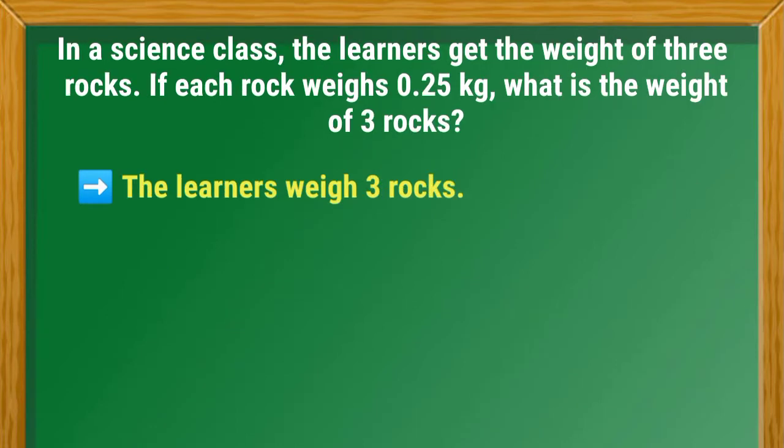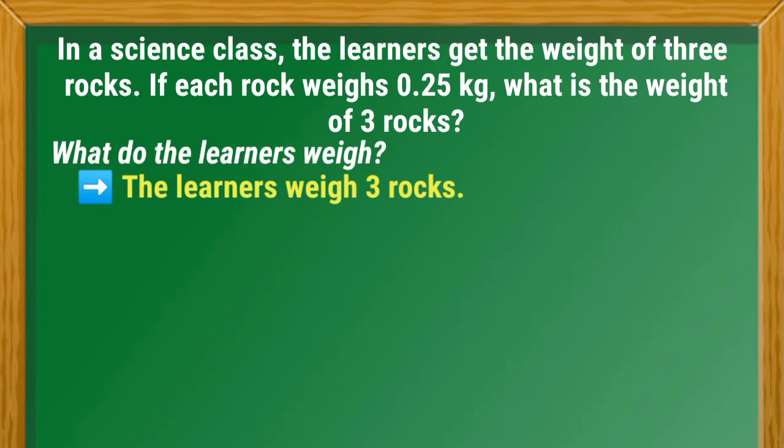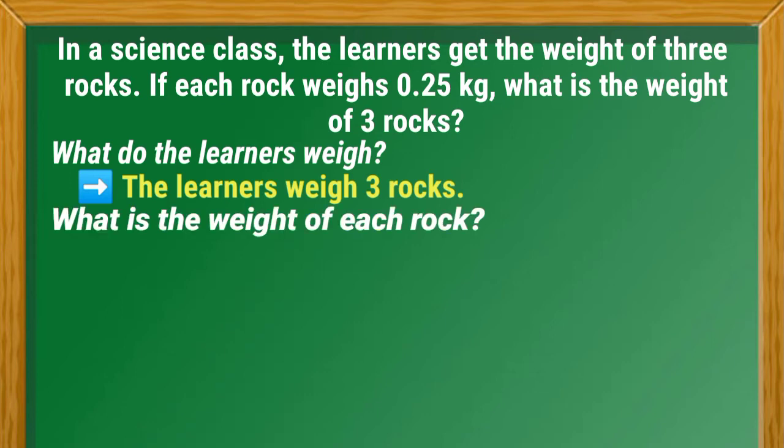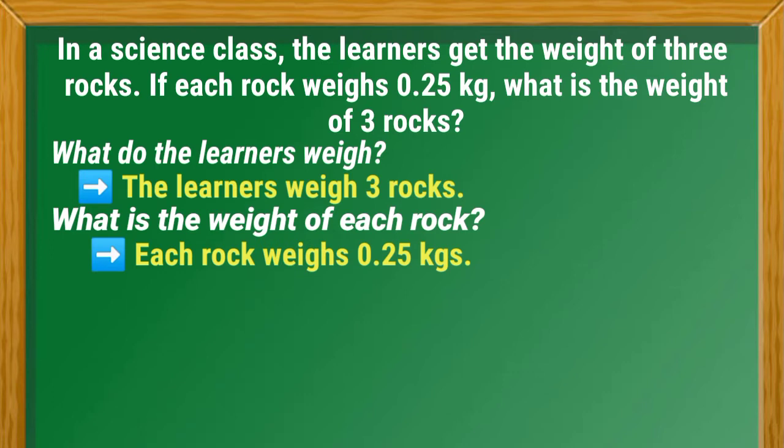Let's have problem number 2. In a science class, the learners get the weight of 3 rocks. If each rock weighs 25 hundredths kilogram, what is the weight of 3 rocks? What do the learners weigh? The learners weigh 3 rocks. What is the weight of each rock? Each rock weighs 25 hundredths kilogram. And what is the total weight of the 3 rocks?